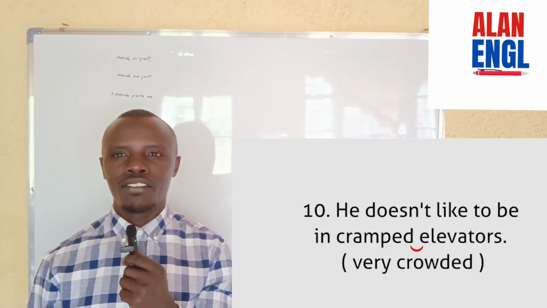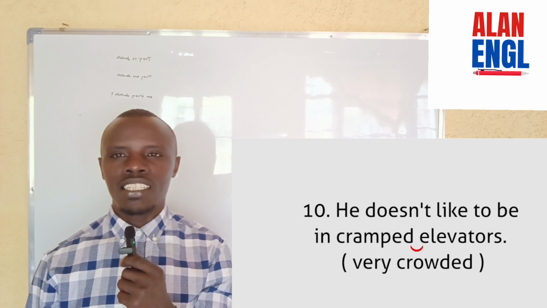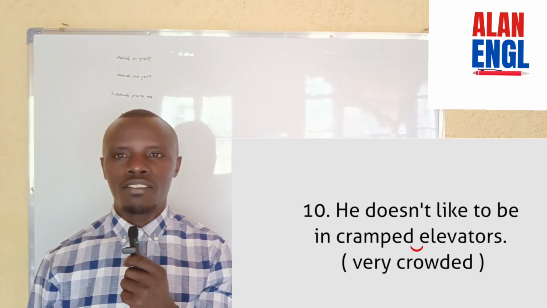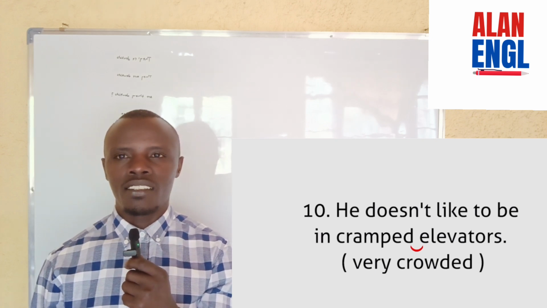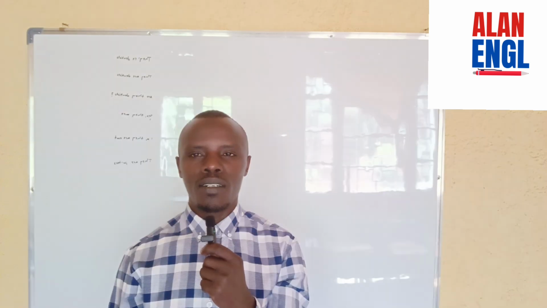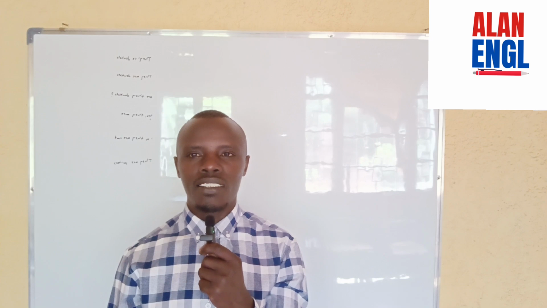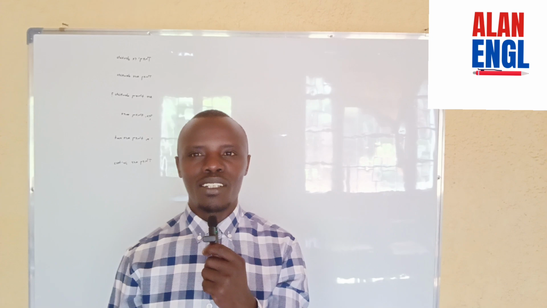Number ten, very crowded. The advanced word for very crowded is cramped. For instance, instead of saying he doesn't like to be in a very crowded elevator, you can say he doesn't like to be in a cramped elevator. Keep learning new vocabulary. As soon as you learn a new word, create your own sentences and practice connecting words together and stress the key words. You're gonna feel a lot more confident about your English.